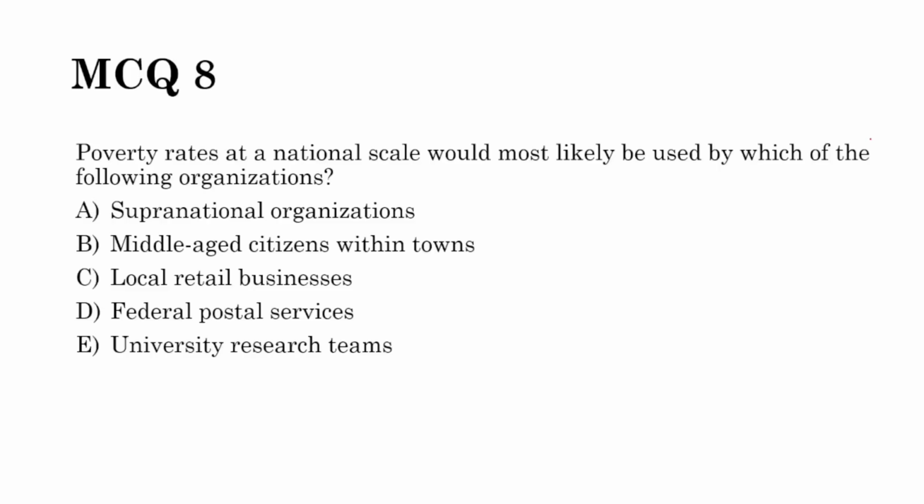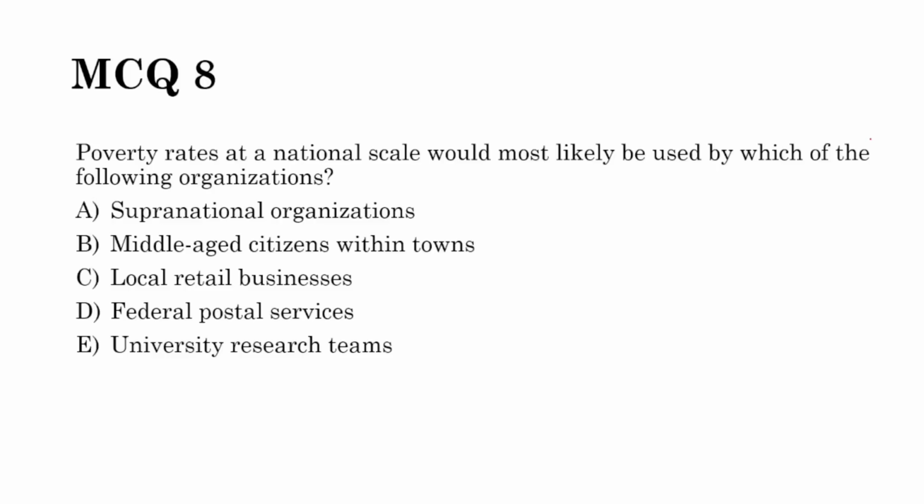So A, supranational organizations. These are organizations like the European Union, like NATO, like Mercosur, like USMCA. There's a lot more, the African Union, the Arctic Council. There's a lot of supranational organizations. And one common characteristic between all these organizations is that they're comprised of different countries. They're international. They're not national. So that's going to make A incorrect.